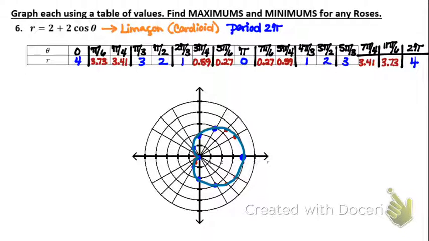All right. You should have identified this as a limaçon. This was one of the special limaçons that is called a cardioid. It had a period of 2 pi. And we'll do those last 2 graphing problems tomorrow because I want to get your tests back to you.